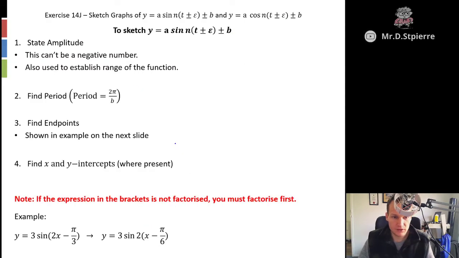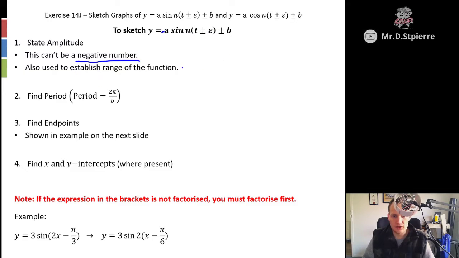So let's have a look at some skills when it comes to sketching. So the best trick to work through, or process, okay, is to state the amplitude. Okay, and remember, amplitude cannot be a negative number. Even though the sign might be negative there, amplitude is just a measure of magnitude or size. It doesn't have a direction per se. So amplitude itself can't be negative.